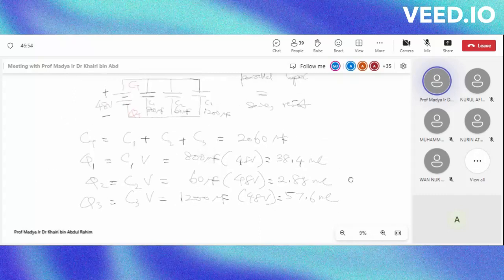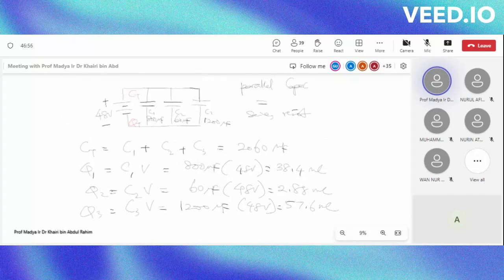And the total charge just now, oopsie, what's this?